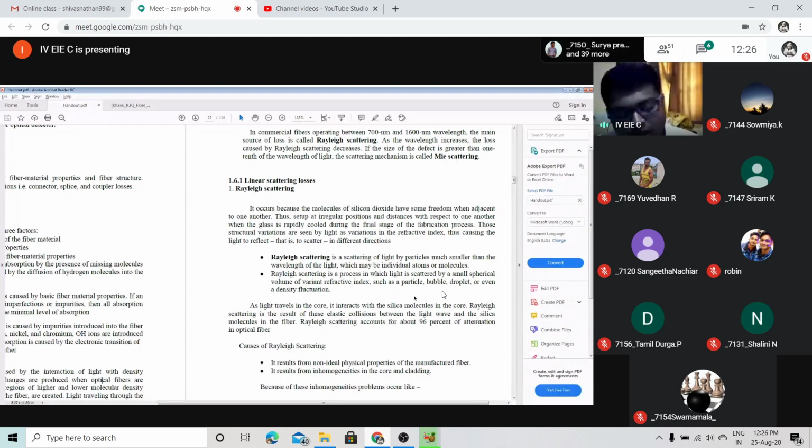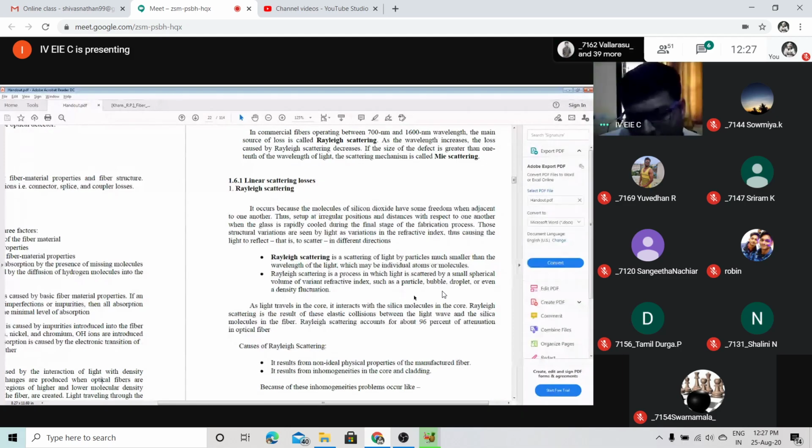So when I say Rayleigh scattering, the concept is the particles that scatter my light will be smaller than the wavelength of the light. Okay, so what you need to understand is it is simply because of the silicon atoms or molecules. Okay, the imperfections in silicon atoms and molecules cause Rayleigh scattering. So it is going to scatter my light that hits the atoms or molecules.